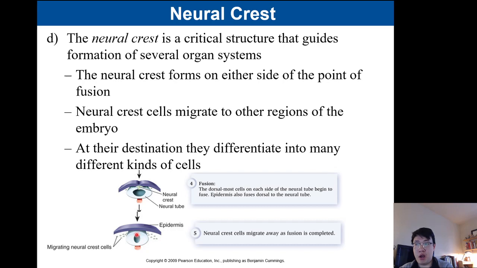As it closes off and it pinches away, these little neural crest cells have instructions. This is like my managing system. I'm the CEO. I want to talk to all my managers. I'm going to say, hey, I want you to do this, do this, do this, do this.